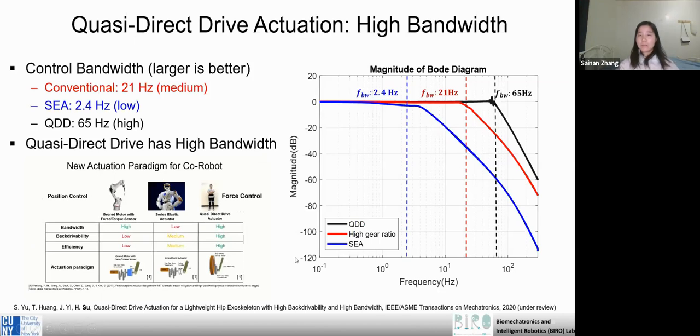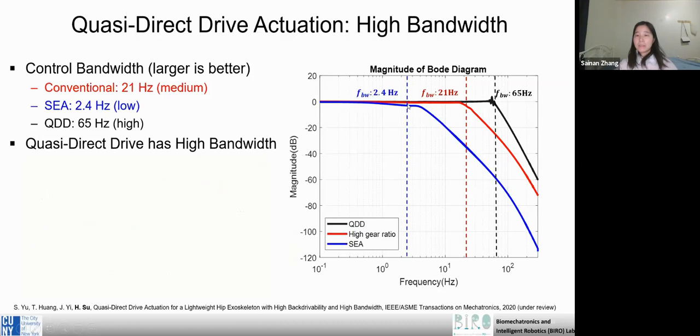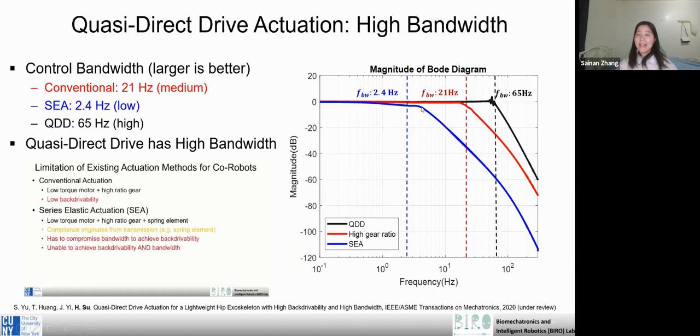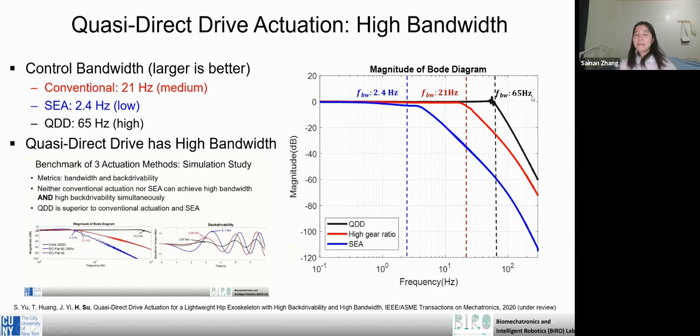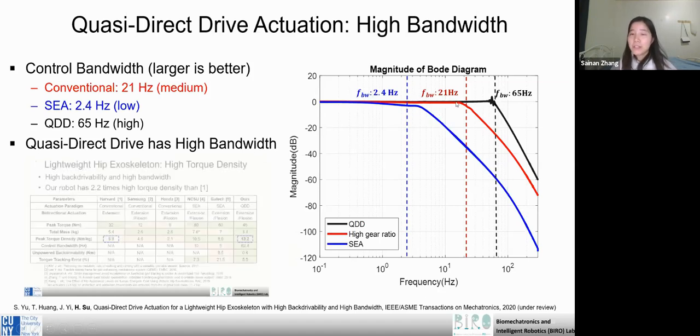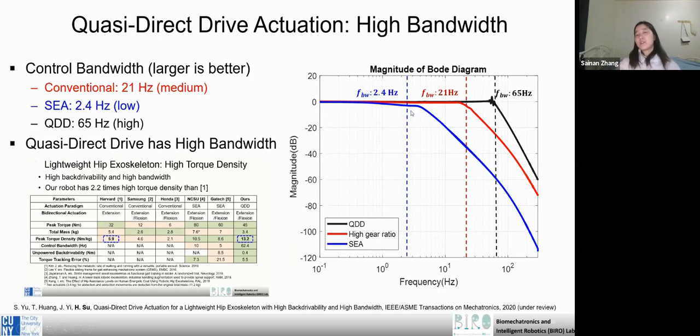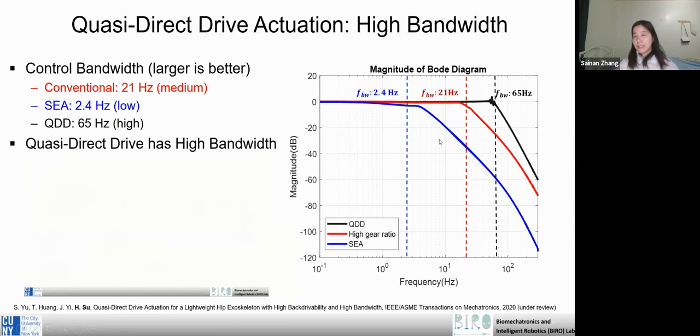From the Simulink result, we can find the blue line is the SEA result, and the conventional actuator is 21 Hz, and for QDD is 65 Hz. And here we can find the SEA is lower than the conventional. That's because it trades off the bandwidth to improve the backdrivability. So the result is reasonable.